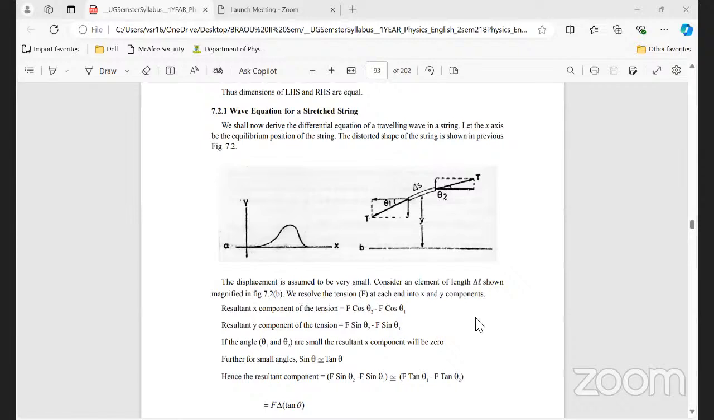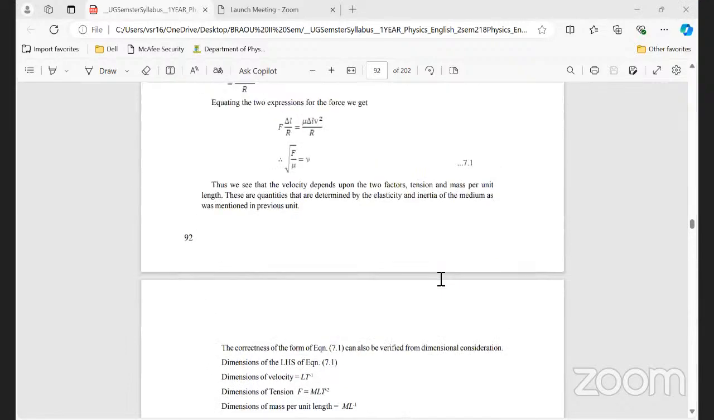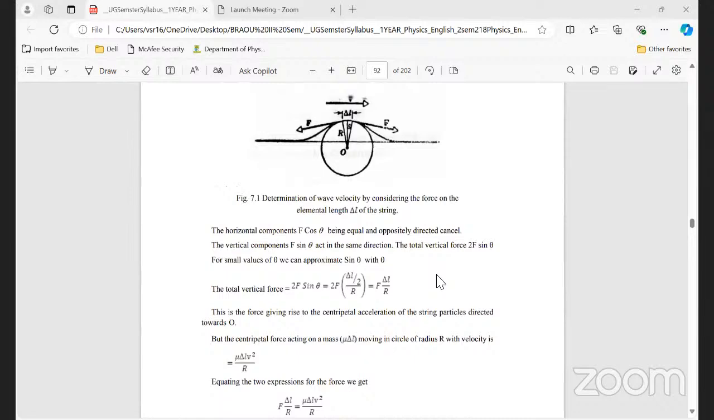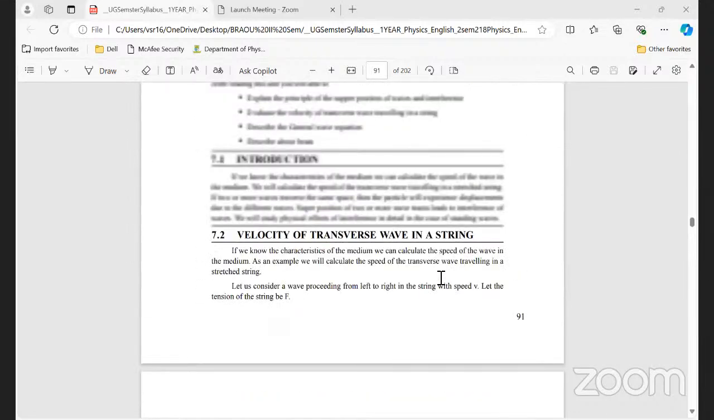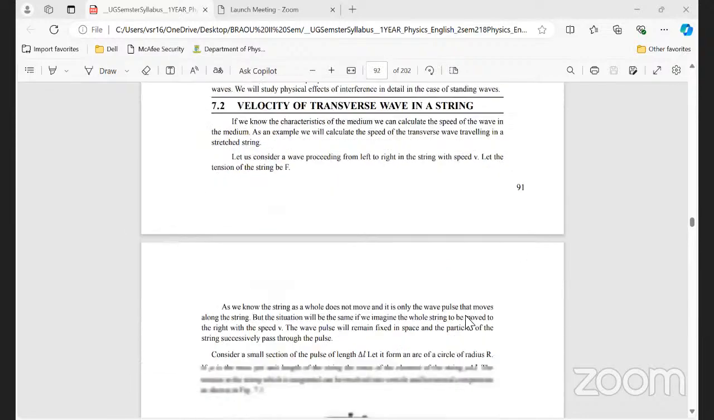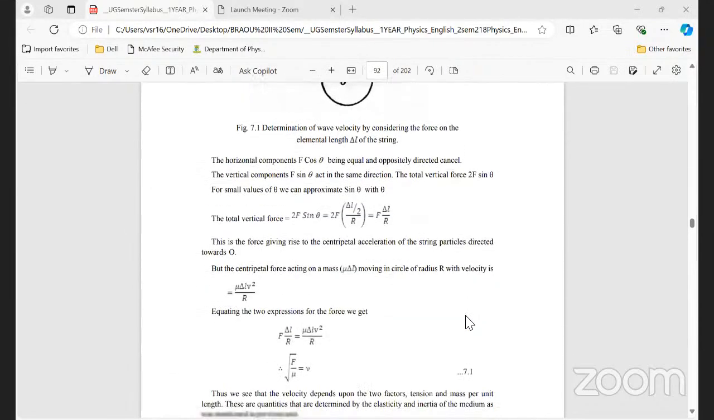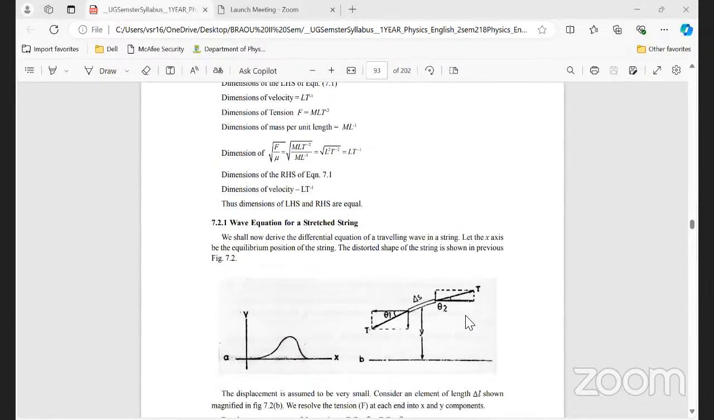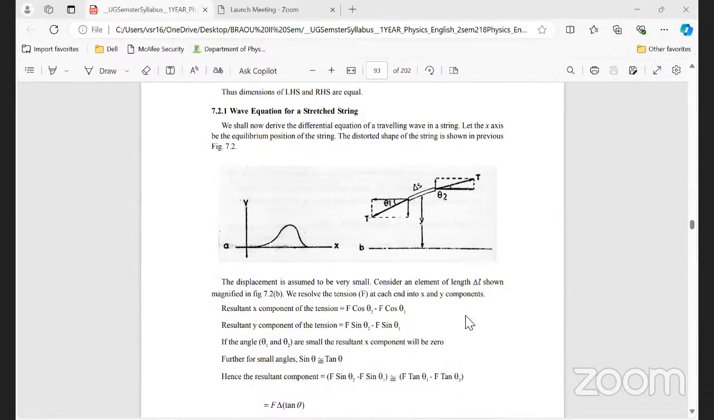Last class we discussed the wave equation. This is the concept we discussed: the velocity of a transverse wave in a stretched string. But here you need to find the wave equation for a stretched string. We can observe how the energy is transferred from one particle to the other particle in a transverse wave.